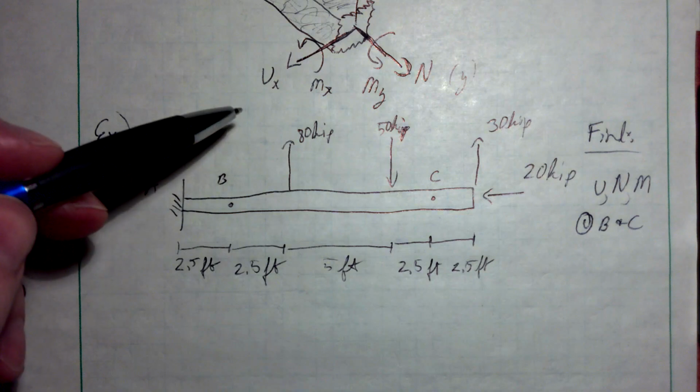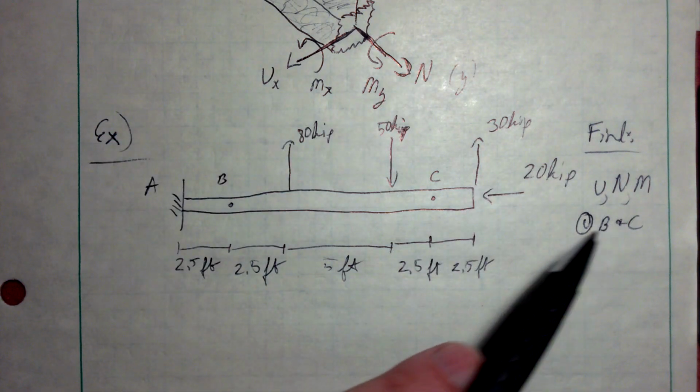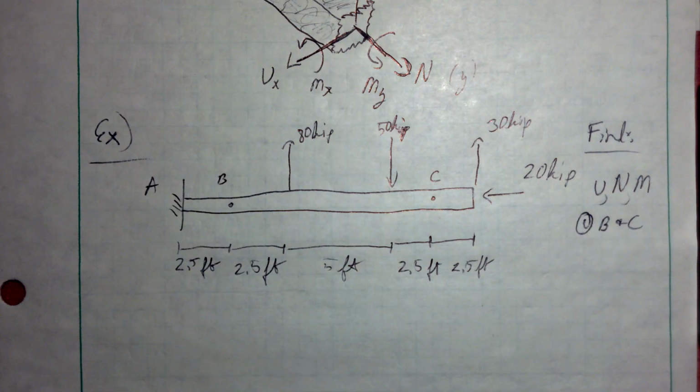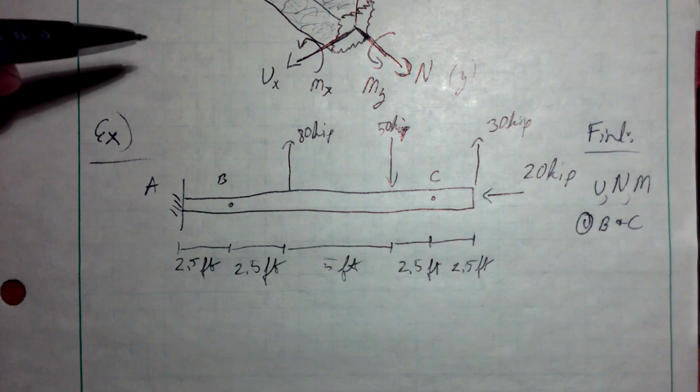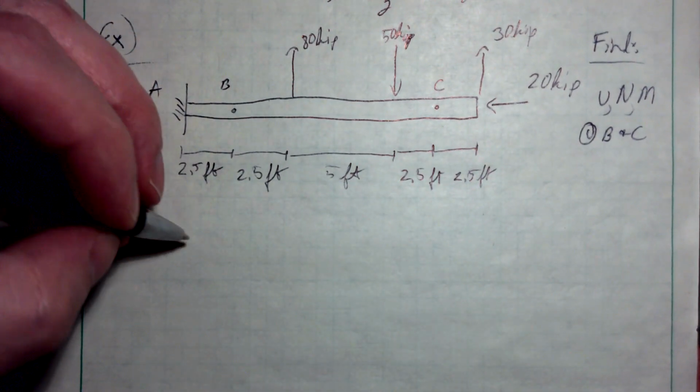Okay, so that means we're going to make an imaginary cut through point B, find the unknowns here, and we'll make an imaginary cut through point C and find the unknowns there. So let's go to it. Now the first step here is going to be find the unknowns. I've got a fixed support here at point A, so I need to find those reactions.